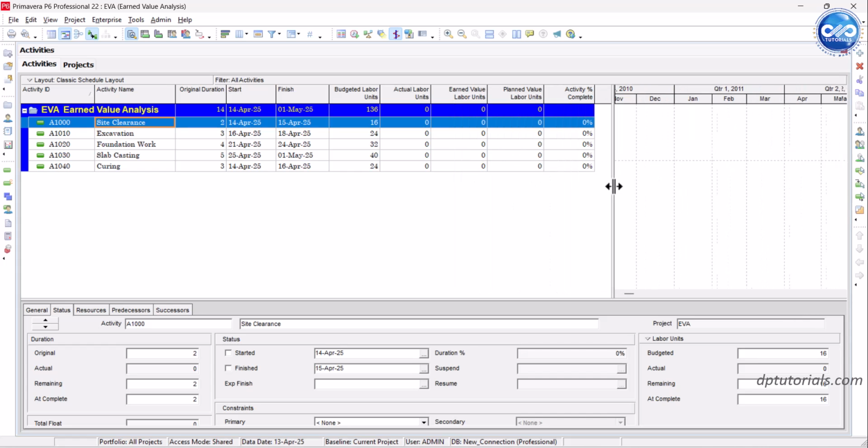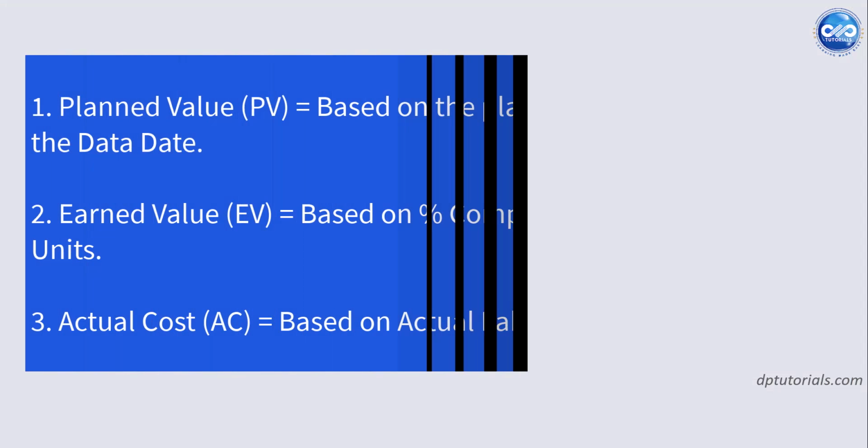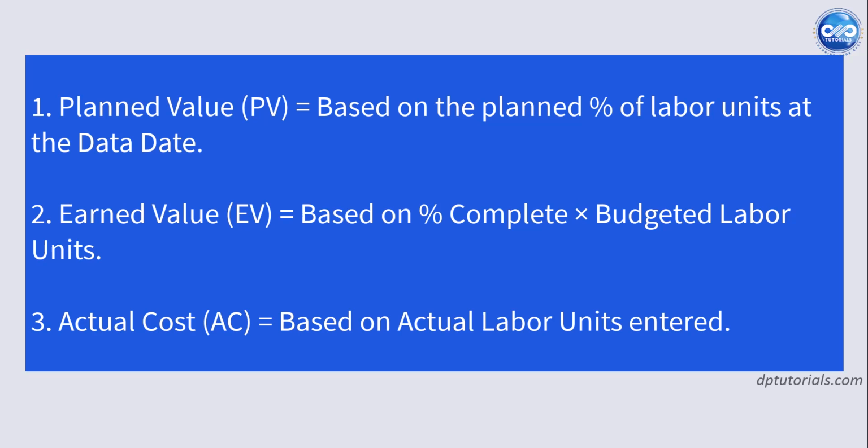No currency is needed. Step 2: understand how Primavera calculates values. In P6, planned value is based on the planned percentage of labor units at the data date. Earned value is based on percentage complete multiplied by budgeted labor units. Actual cost is based on actual labor units entered. If no actual costs are recorded, you can still rely on labor units to simulate project cost control.